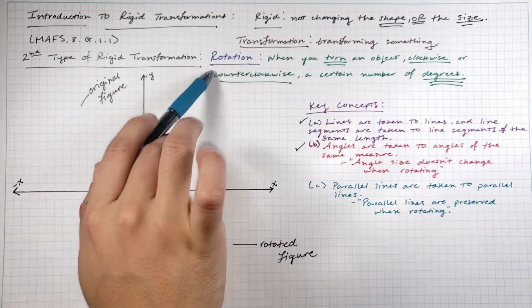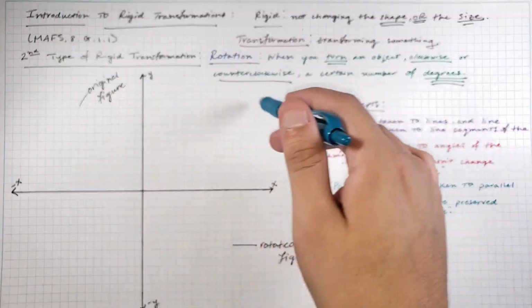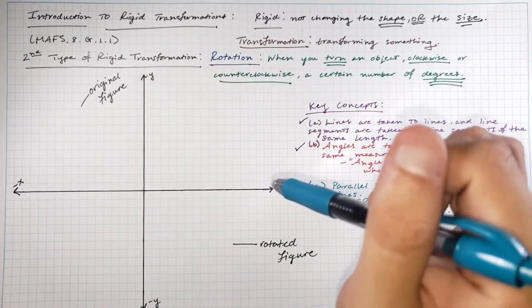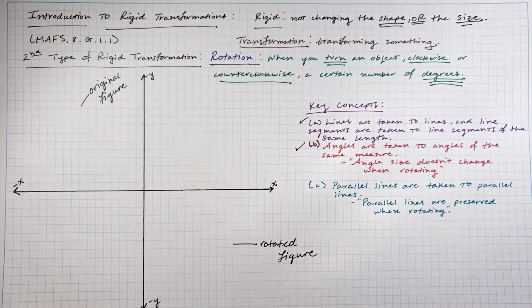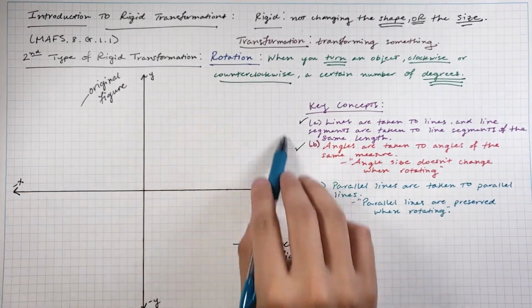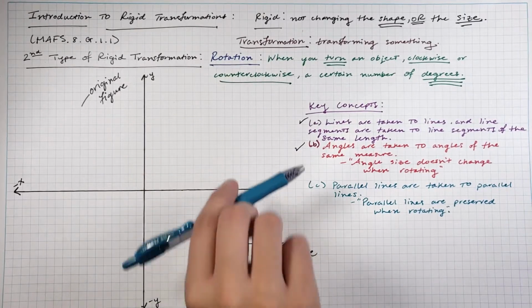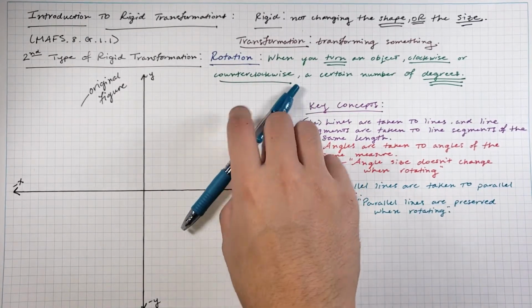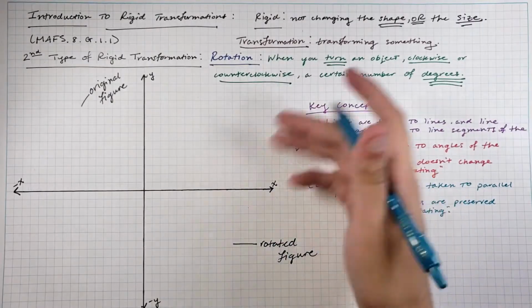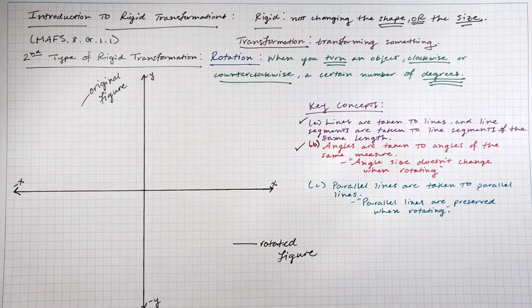Now let's look at the second type of rigid transformation. In the past video we looked at translations. Now we're looking at rotations. So what is a rotation? A rotation is when you turn an object either clockwise, so we're turning it like this, or counterclockwise, so you're turning it like this. Clockwise, like the hands on a clock, or counterclockwise, a certain number of degrees.